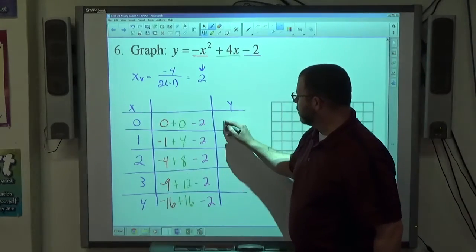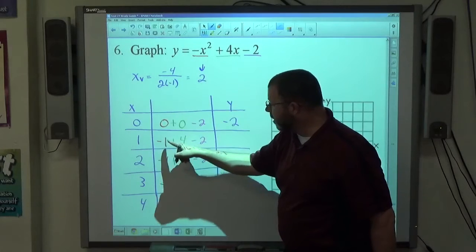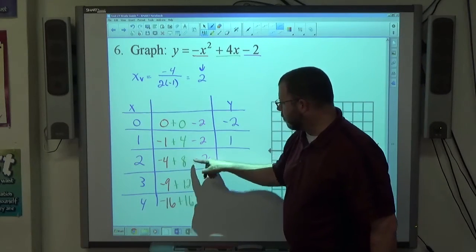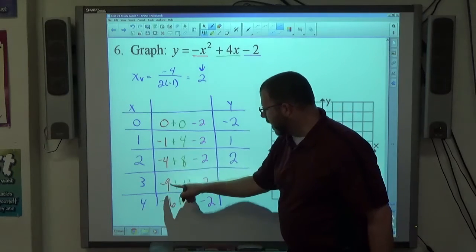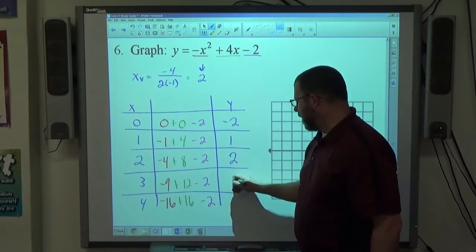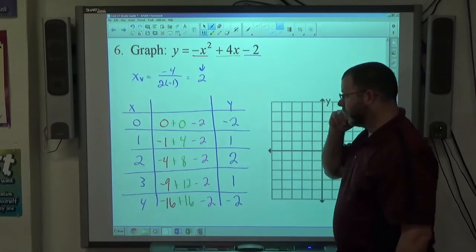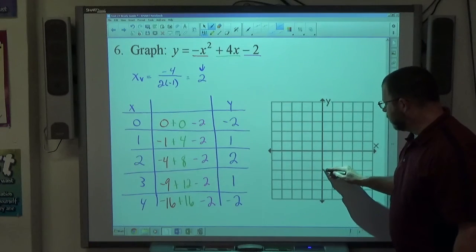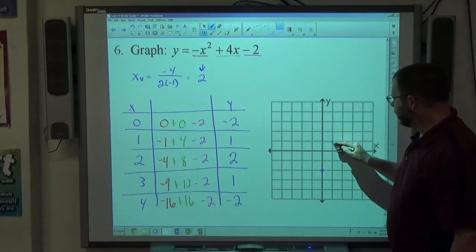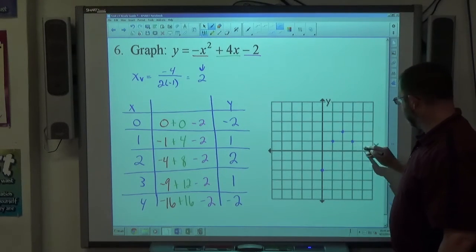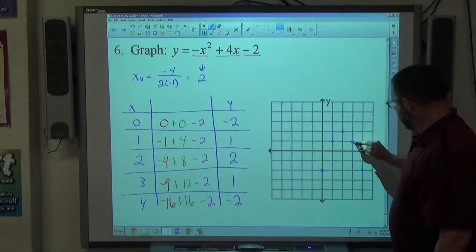0 plus 0 minus 2 is negative 2. Negative 1 plus 4 is 3 minus 2 is positive 1. Negative 4 plus 8 is 4 minus 2 is positive 2. Negative 9 plus 12 is 3 minus 2 is positive 1. Negative 16 plus 16 is 0 minus 2 is negative 2. So 0, negative 2; 1, 1; 2, 2; 3, 1; and 4, negative 2. There's our parabola.